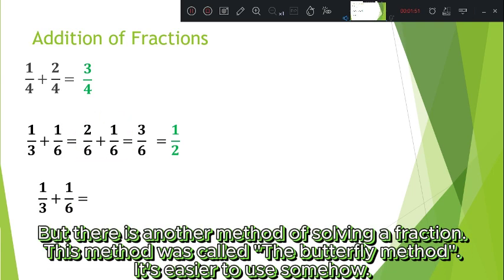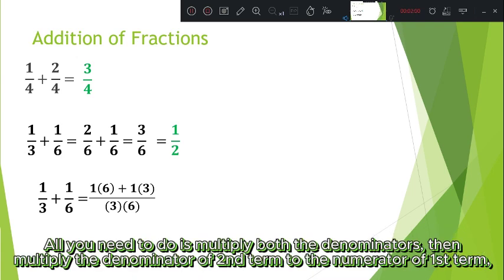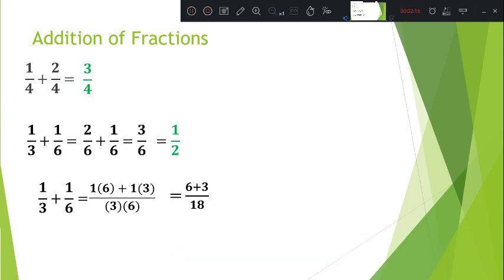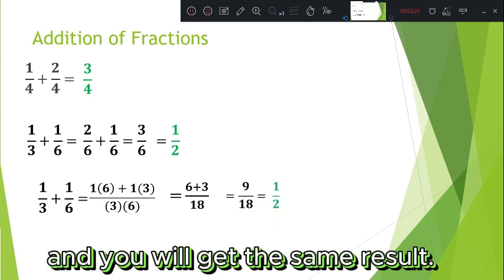But there is another method of solving a fraction. This method is called the butterfly method. It's easier to use somehow. All you need to do is multiply both the denominators, then multiply the denominator of the second term to the numerator of the first term, then multiply the denominator of the first term to the numerator of the second term, then simplify. And you will get the same result.